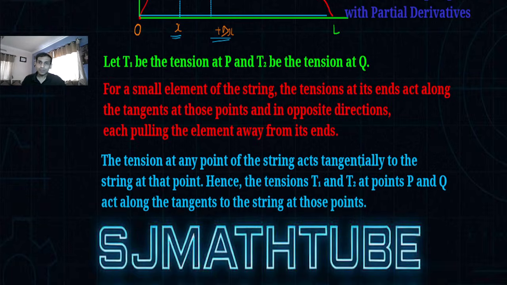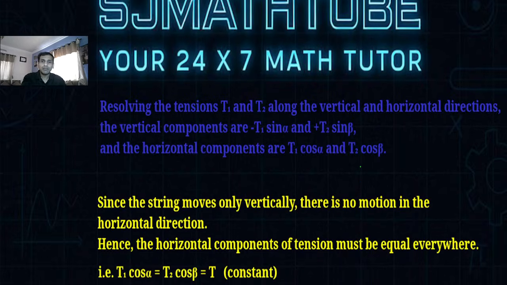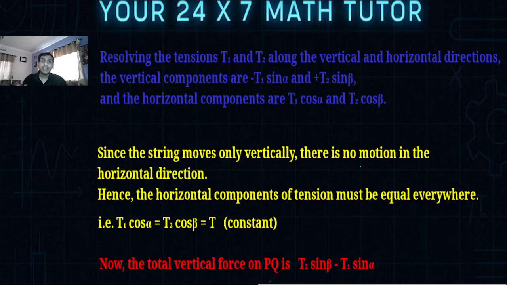Okay, now let T1 be the tension at P, T2 be the tension at Q. And if you are not able to see the inclination, I'll draw a line parallel to the axis. It's beta. No need to draw for picture. And this is our alpha. And you know basic physics. And from physics, we can resolve the vectors.